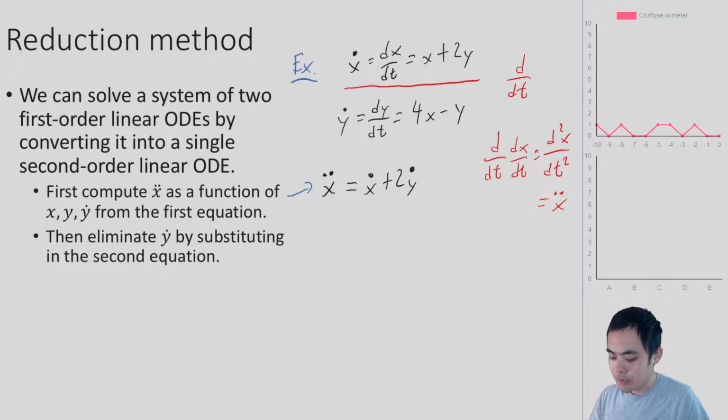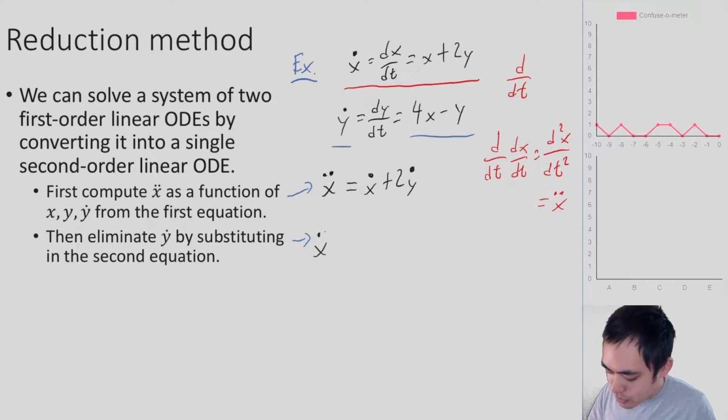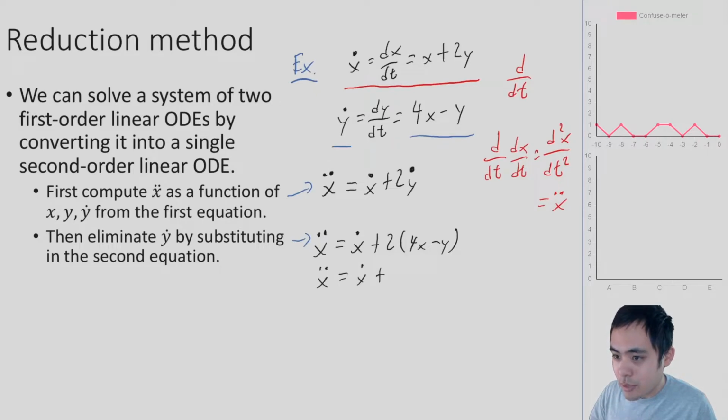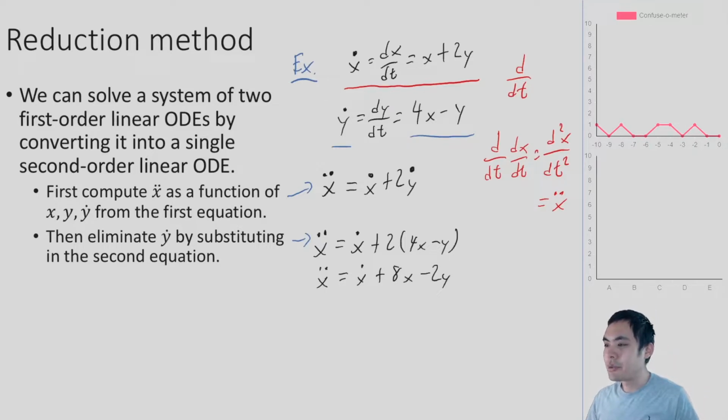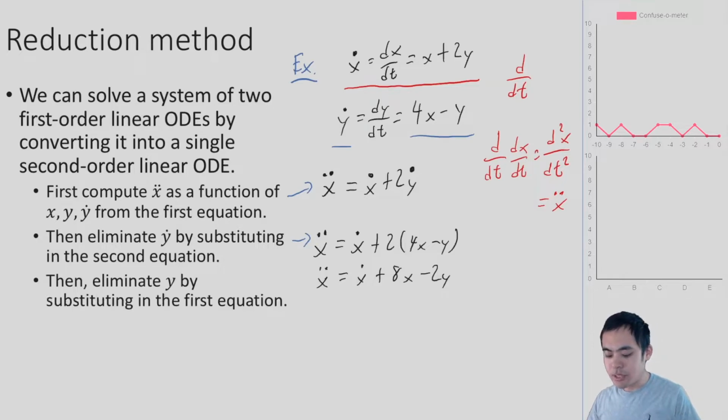second equation. So here, notice that we have y dot is equal to 4x minus y. So that means that x double dot is equal to x dot plus 2 times 4x minus y, or x double dot is equal to x dot plus 8x minus 2y. But now we still have a y here, right? So we need to get rid of that as well. So let's eliminate y by substituting in the first equation.